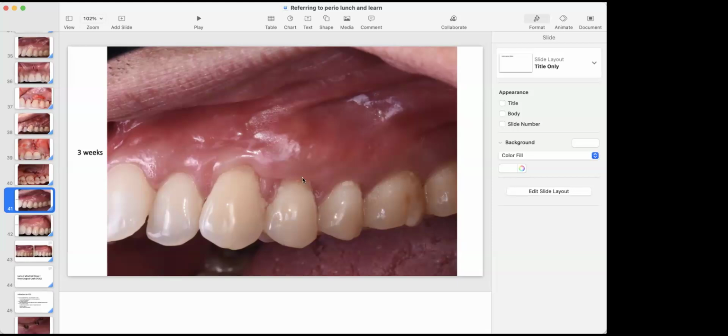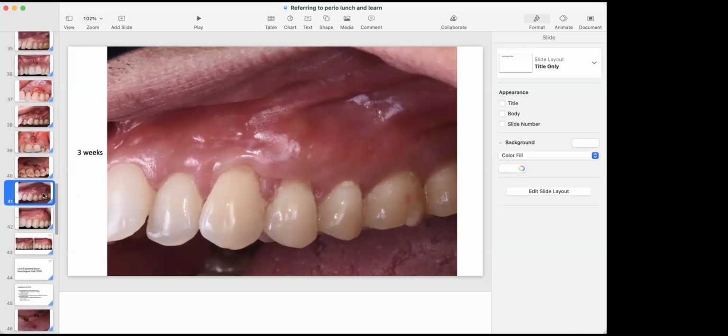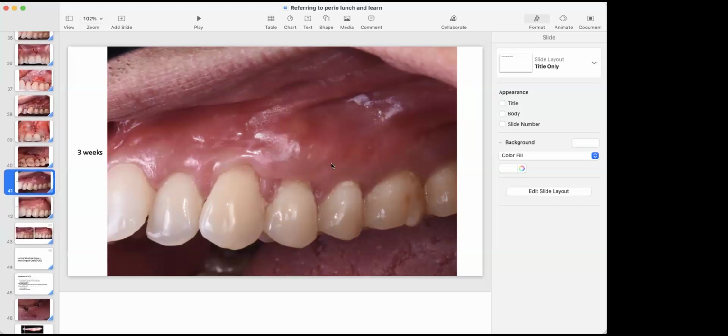Because all this plaque that sits here, this is what's going to push the tissue back. And also here we can see that the tissue is a lot thicker. So that's a good thing that helps act as a protectant layer and kind of as a band-aid.